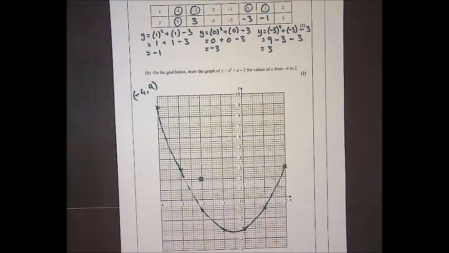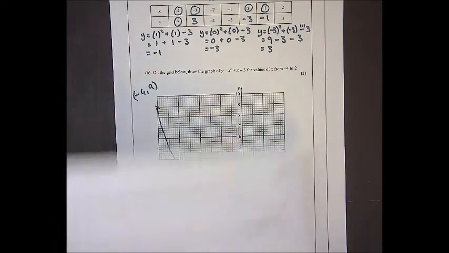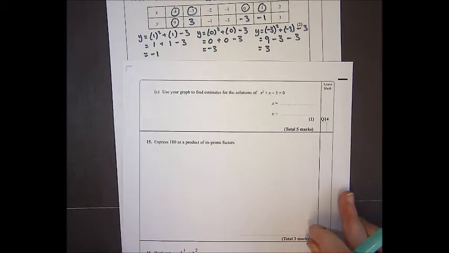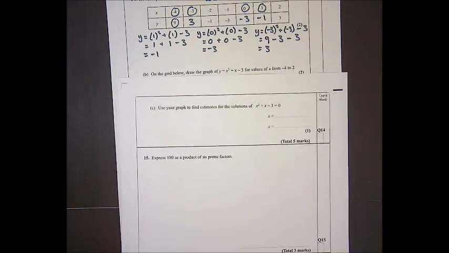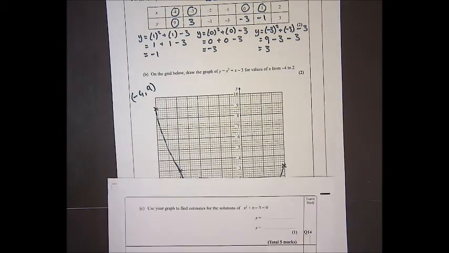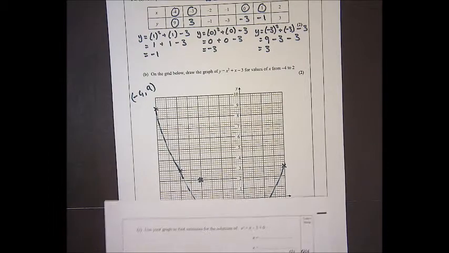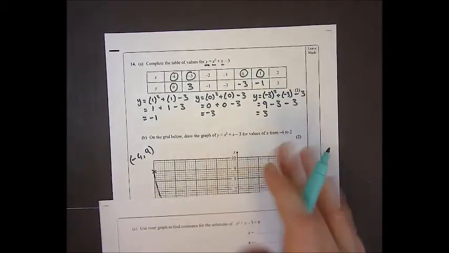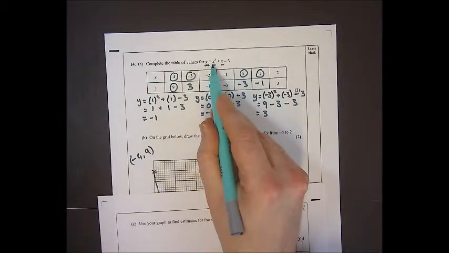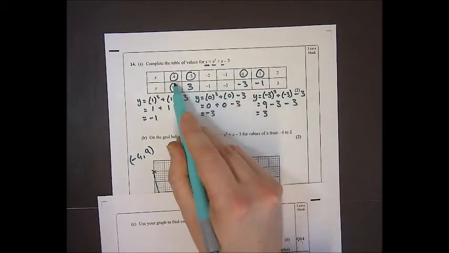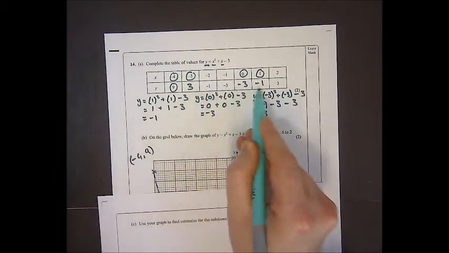Now, the next question on this says, use your graph to find estimates for x squared plus x take away 3 equals 0. So we're looking for anywhere where there would be a result of 0. Well, if we look back on our original table, there are no results where x squared plus x take away 3 came up with 0. Otherwise, we would have a 0 in here.